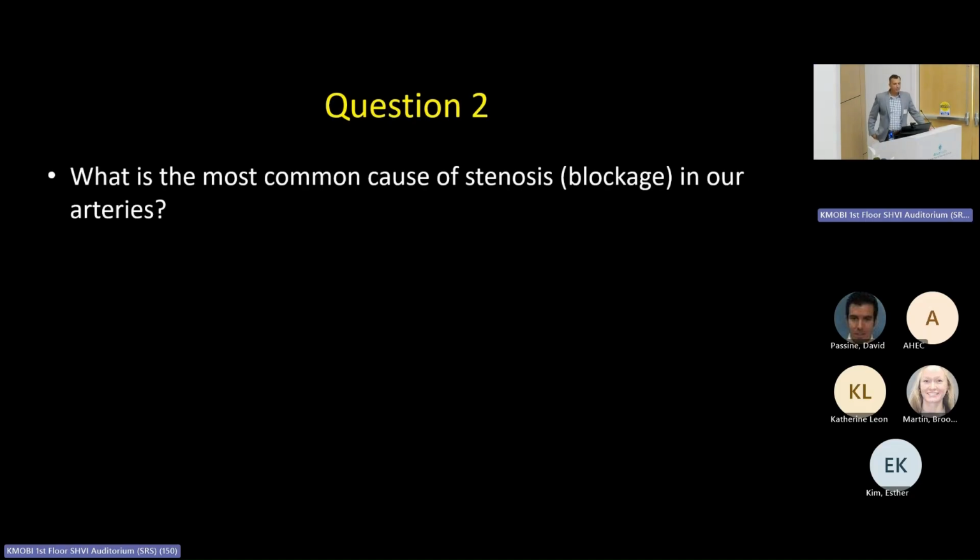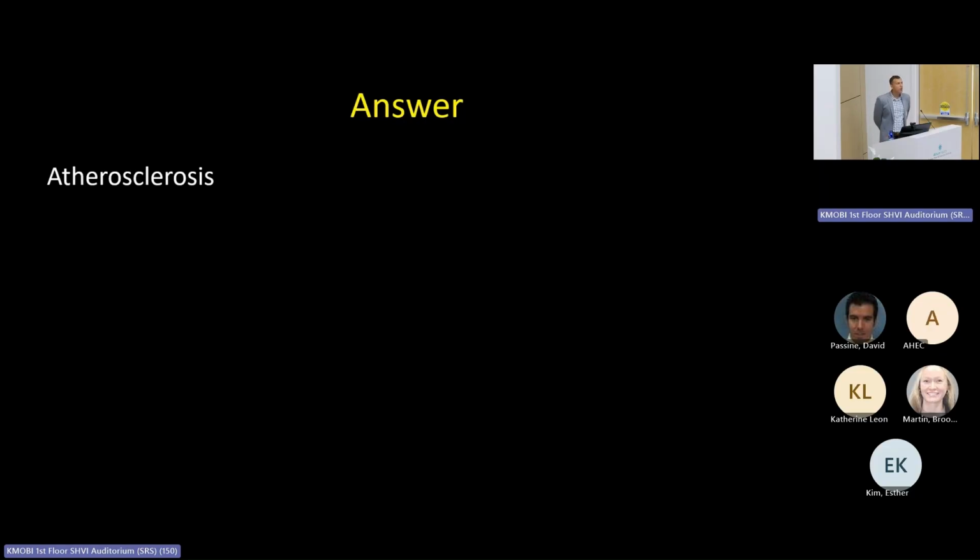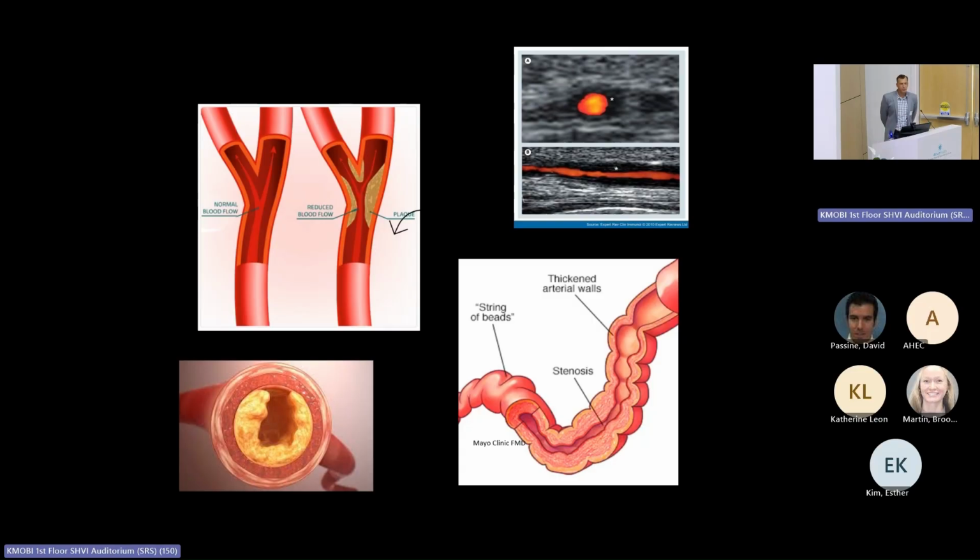Question 2. What is the most common cause of stenosis or a blockage in our arteries? Well, plaque. Very good. Okay. Then you have to raise your hands. Everyone's just automatic this morning. We're on task. That's great. So atherosclerosis or plaque. That's right. And what is that atherosclerosis? So you can see with the cartoons on the left, that's cholesterol buildup, right? It's caused by traditional risk factors, high blood pressure, cholesterol, diabetes, smoking, etc.